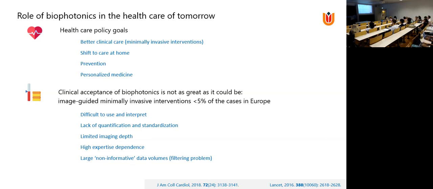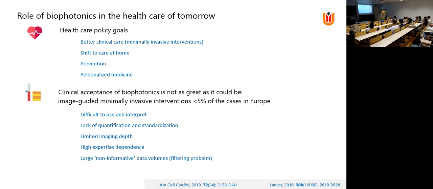At the same time, I argued a little bit in the first two slides that there was a role in that whole transition. At the same time, we see that at present, the clinical acceptance of really good use of bioelectronics is not yet as great as it could be. If you look at the numbers for Europe and image-guided minimally invasive interventions, so actually the first bullet point of the goals, bioelectronics is only used in 5% of the cases that it could have been. There is still room for improvement.